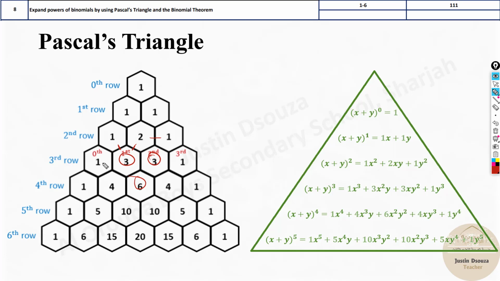3 plus 3 makes 6, 3 plus 1 makes 4, 3 plus 1 makes 4. 4 and 1 is 5, 6 and 4 is 10, and so on. That's how we get this table. It's very easy, the pattern. I'm sure you know this by now.